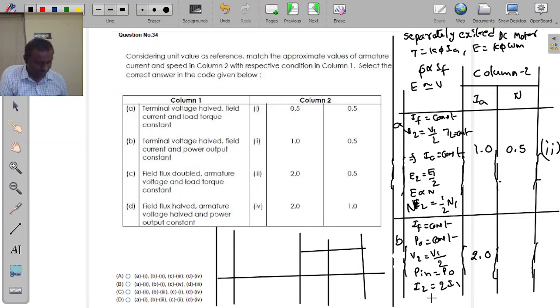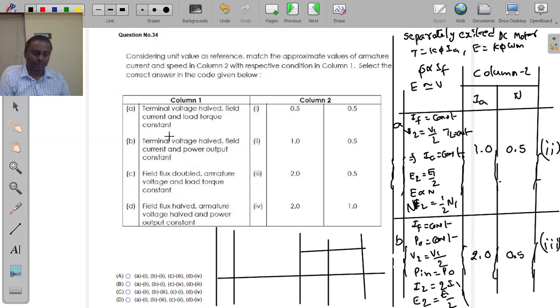When you neglect the loss, the voltage drop is approximately V. When V becomes half, E2 will become half of E1. It implies N2 will become 0.5 times N1. So 2 and 0.5, this is option 3. Option 3 is the matching one.